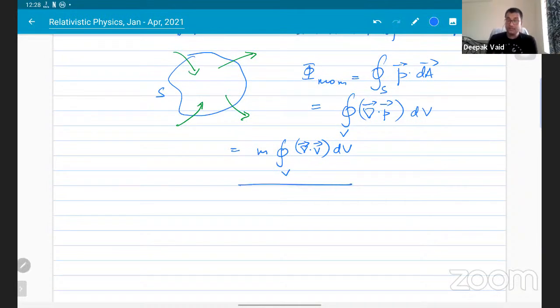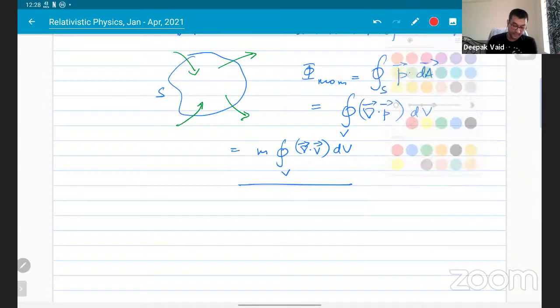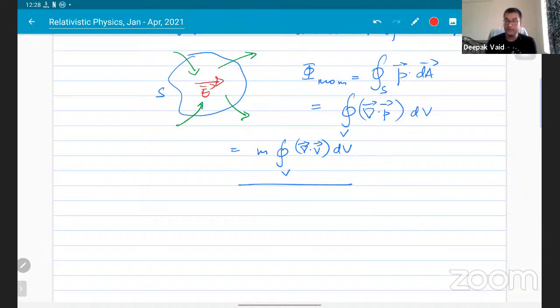Okay. So the point is that some things which seem simple are not necessarily very simple, because there might be an electric field in this region. If there is an electric field in this region, this electric field is going to do work, and that might change the outgoing momentum. Right? Particles will be accelerated.